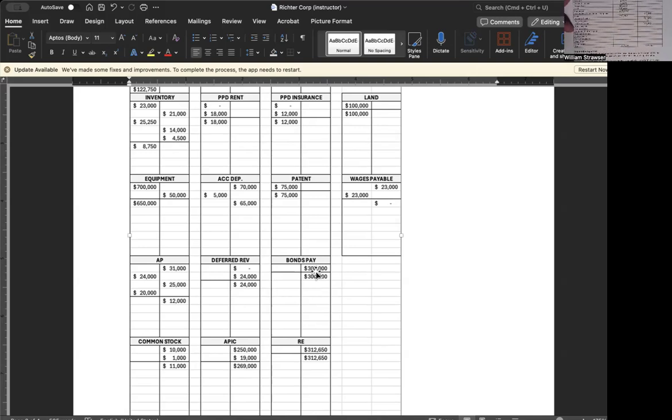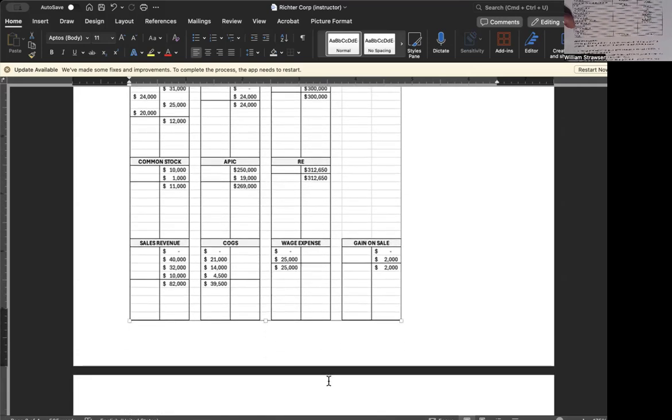Unadjusted balance. Nothing happened to my bonds. 300,000. My common stock came up to 11,000 after I issued some new stock. My additional paid in capital came up by 19,000 with that stock issue, 269. My retained earnings has not yet changed. It's still the beginning retained earnings, 312,650.